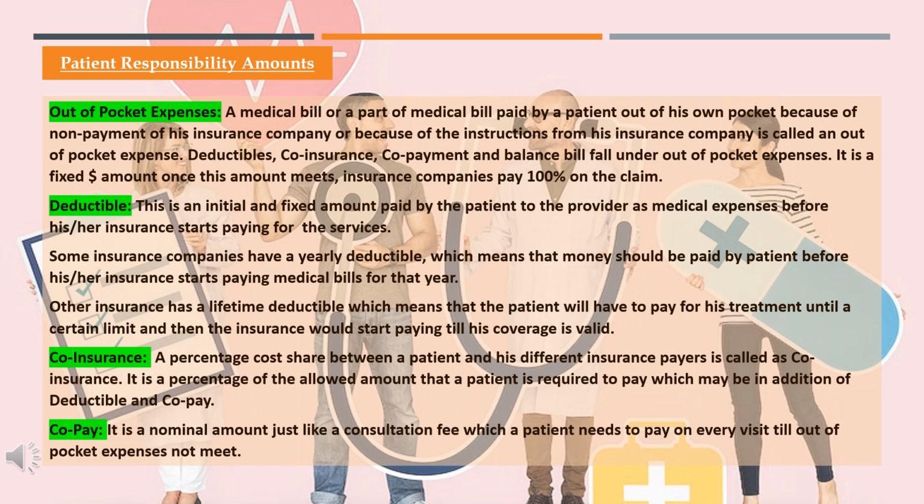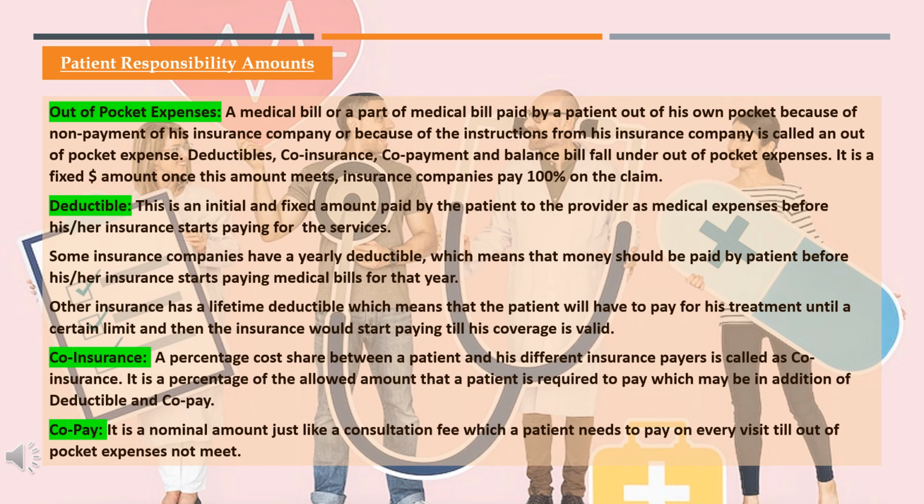The amount billed by providers normally splits into three parts: insurance payable amount, contractual write-off or provider adjustment, and patient responsibility. Let's understand what the patient responsibility amount is. The amount left after insurance payment and provider write-off is normally the patient responsibility amount. It can also be called an out-of-pocket expense. Let's understand its definition. Out-of-pocket expense is a medical bill or a part of a medical bill paid by a patient out of his own pocket because of non-payment by his insurance company or because of the instructions from his insurance company.